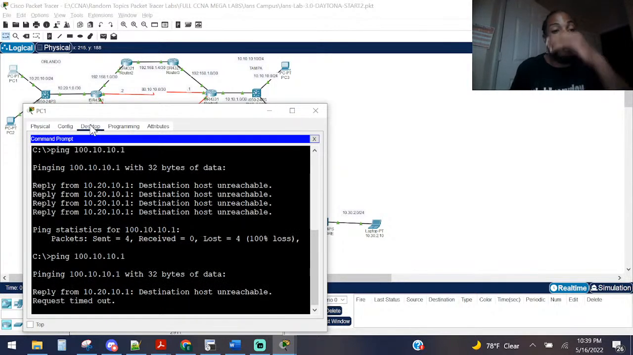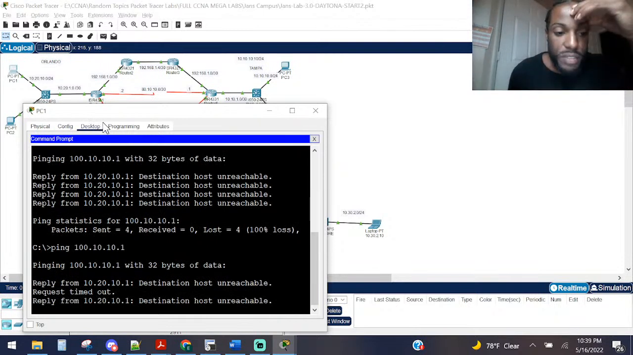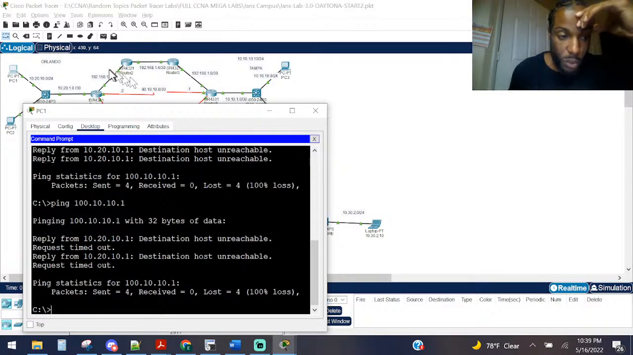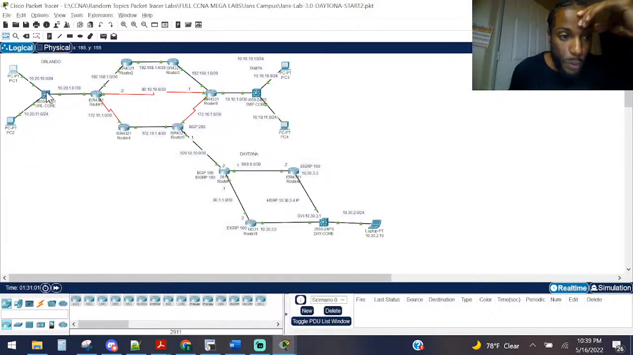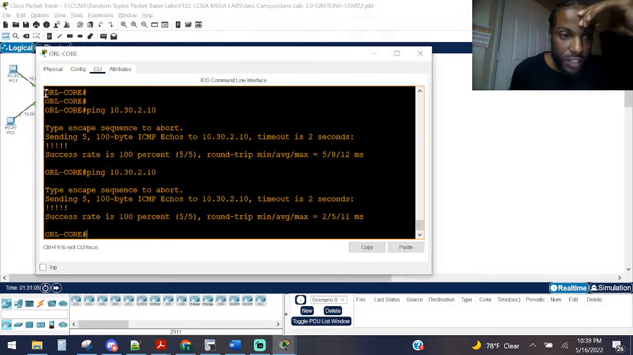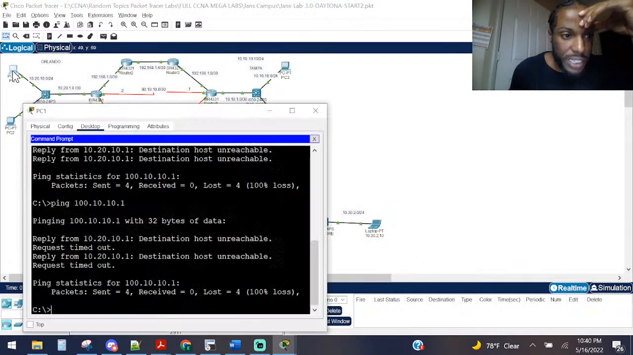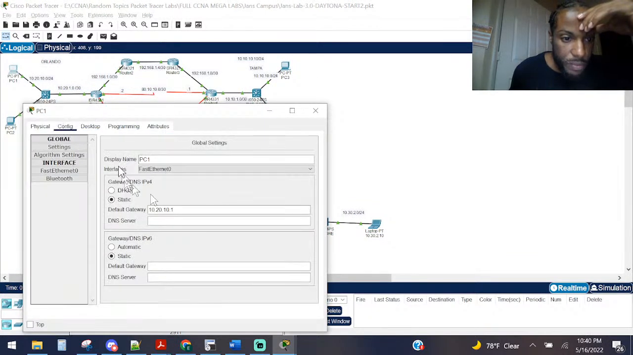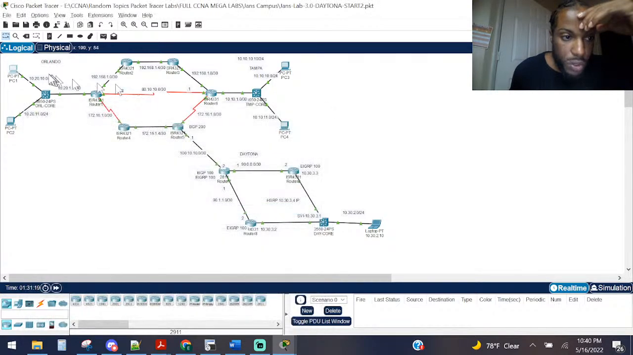We might be missing a static route here too. Timed out. Nope, something's broken here. The core can reach it. Let's just triple check his default gateway. What is his default gateway? It should be 10.20.10.1. Let's just triple check. Yes, it is. That is correct. Can you ping your gateway?